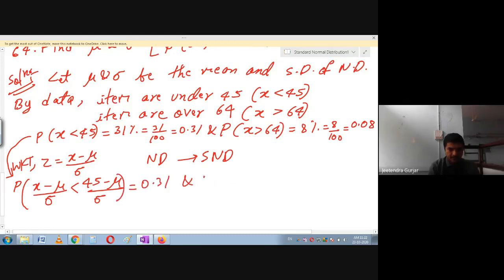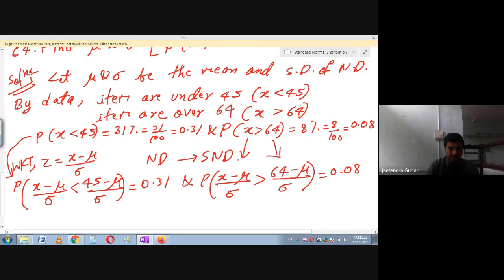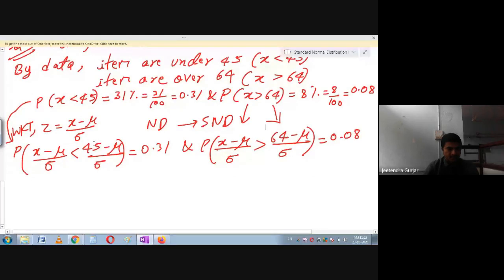And similarly, this will be what? I want to make this z. So therefore, x minus mu divided by sigma is greater than, x is 64. So I'm going to substitute 64 minus mu divided by sigma. This is equal to 0.08. So there is no confusion. I have just converted these values using our standard normal distribution, that is z is equal to x minus mu divided by sigma.